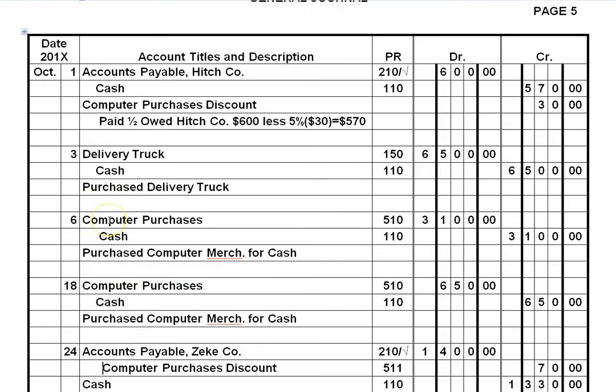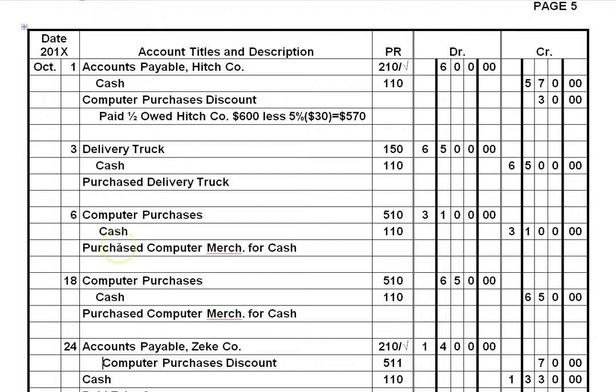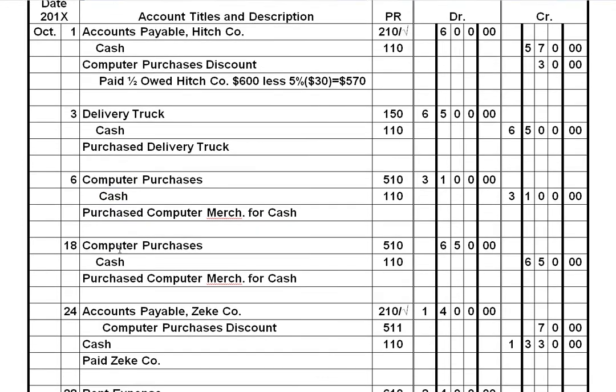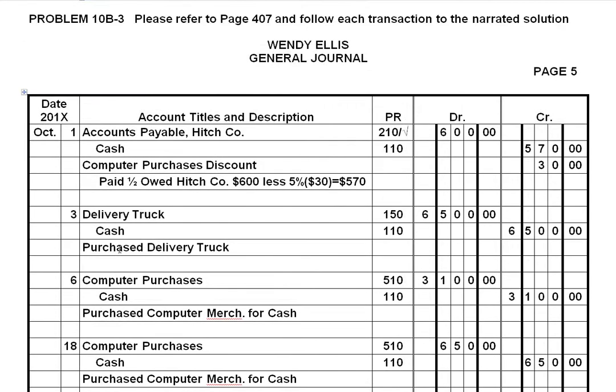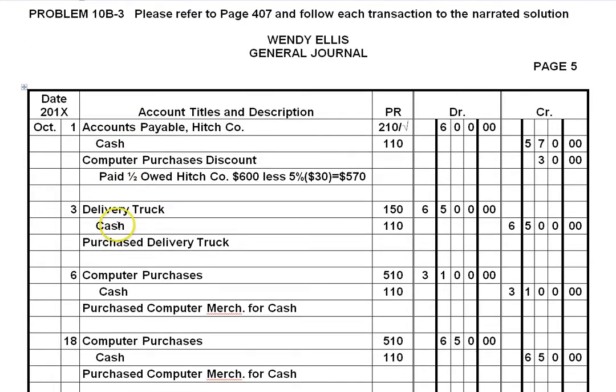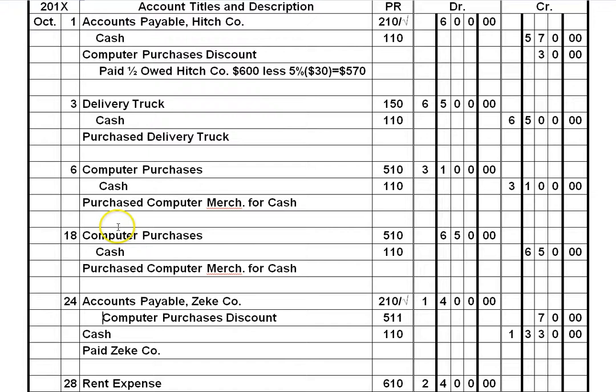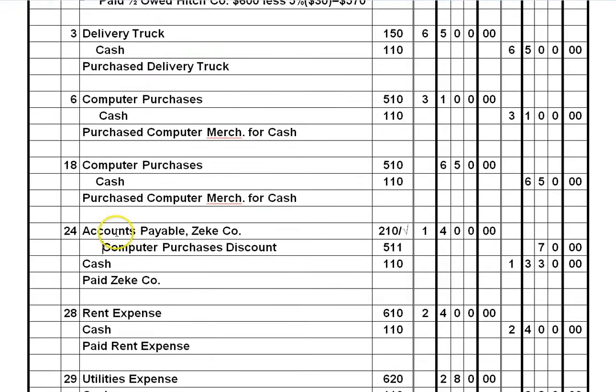Did we sell to Zeke? Did we buy from Zeke up here? Where the heck is Zeke's purchase? Accounts payable, hits, delivery truck, computer purchases, cash, computer purchases, cash, accounts payable, Zeke purchases, discounts, cash. I've got to read that one, huh? Kids, we have to read that one in the book. See what they did here. Okay, let's check it out.